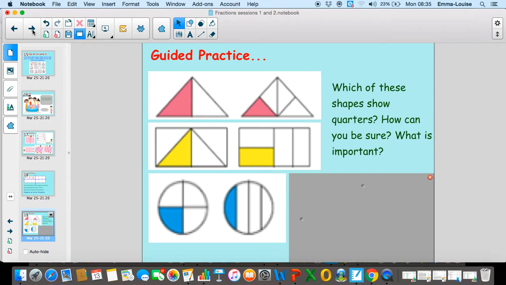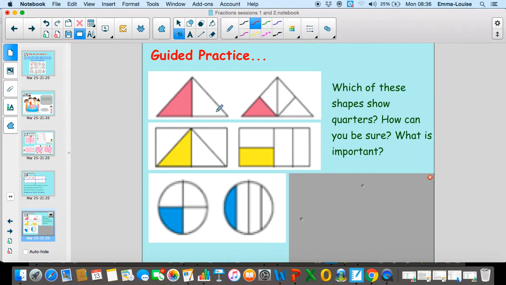For your guided practice, have a little look at these shapes and see if you can identify which ones show quarters. Remember, quarters have 4 parts, but those 4 parts are equal. Can you see a shape that has 4 equal parts with one of the parts coloured in? Pause the video and talk about it at home.